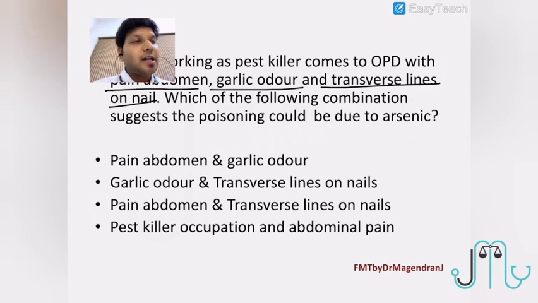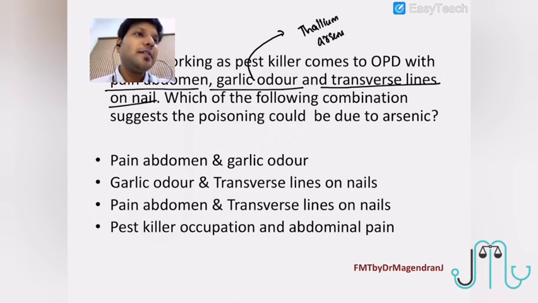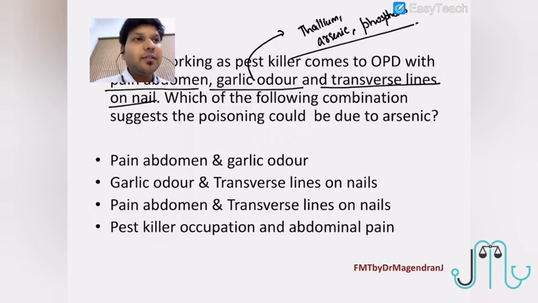Okay, see, the garlic odor is specific for thallium. It can be seen with arsenic. It can also be seen with phosphorus. These are the three poisonings wherein we can see this garlic smell very commonly. And transverse lines on the nail, we call it as Aldrich-Mees line.